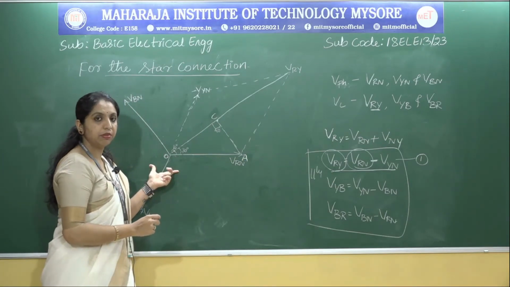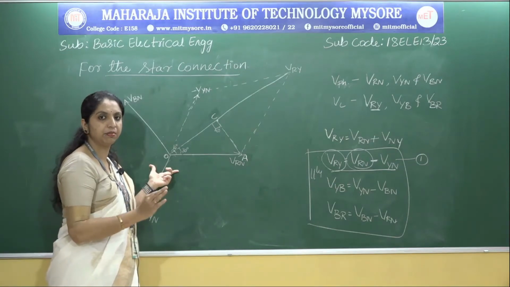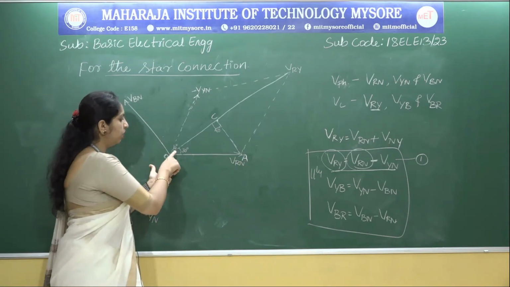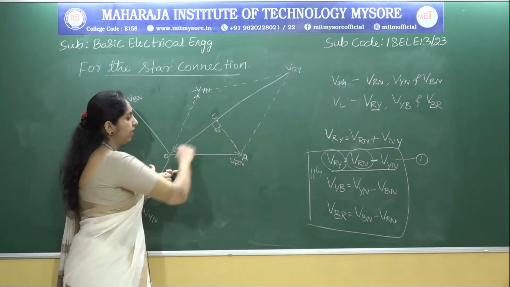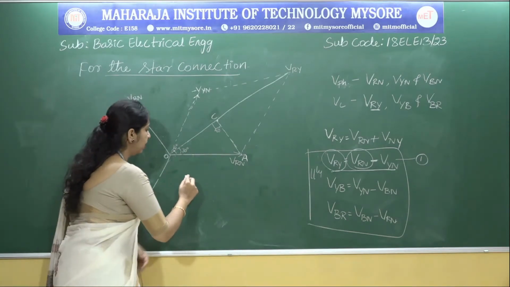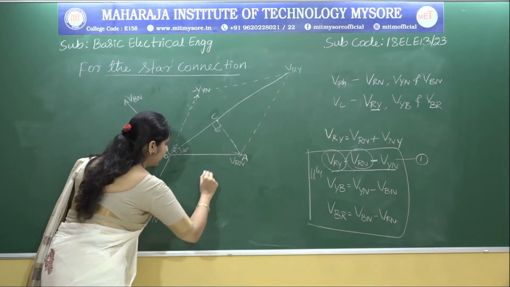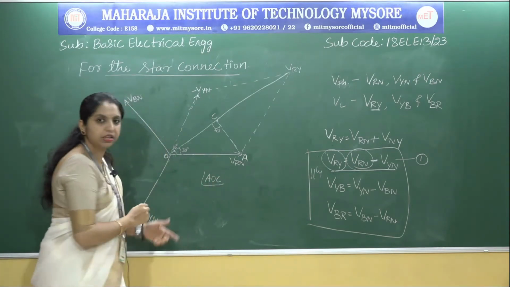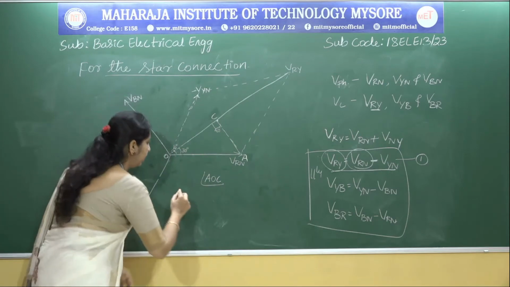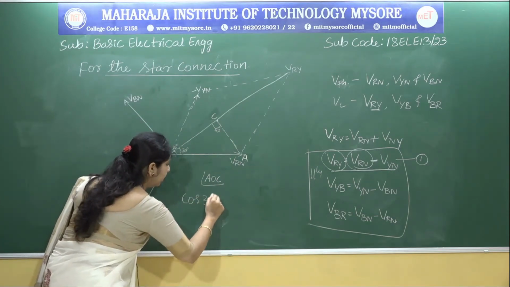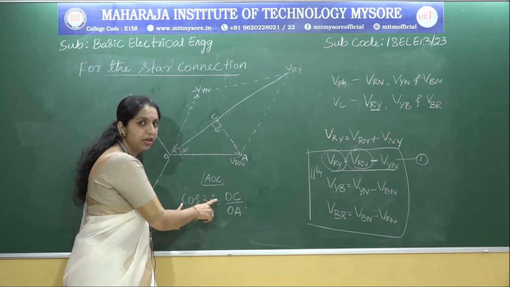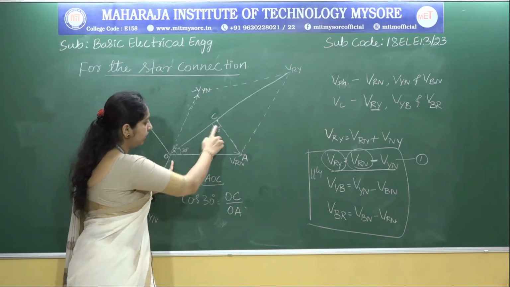Right. Now consider the triangle, because our final aim is to find the relationship between the line voltage and the phase voltage. We have understood that the angle difference between the line voltage and the phase voltage is 30 degree. So now consider the triangle AOC. We know that it is 30 degree, and we are expressing this in terms of cos 30 degree. So we have expressed cos 30 as OC by OA. Why is it OC by OA? Because it is adjacent by hypotenuse.